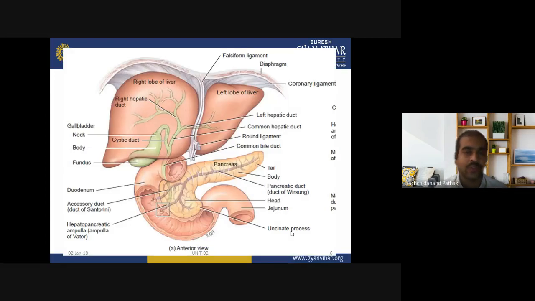These are all the structures you can see here. The pancreas has the head, body, and tail, opening into the duodenum part of the small intestine. So the tail is there, the body is there, and the pancreatic duct, which is called the duct of Wirsung. Then the head will be there, and the uncinate process. You can see one name mentioned in the pancreas is the uncinate process. The hepatopancreatic ampulla is there, and the duct of Santorini, the accessory duct.